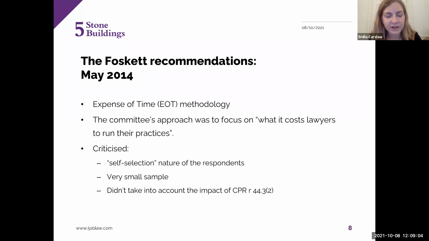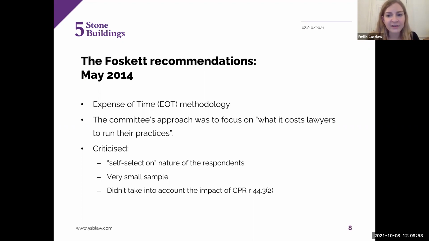Interestingly, the Foskett report didn't take into account the new proportionality rule, but they produced some recommendations. And the approach the Foskett committee took was to focus on what it actually costs lawyers to run their practice. So it concentrated on solicitors and adopted the expense of time approach, which required estimating the actual cost to law firms of an hour of fee earner time, taking into account the full salary costs paid to fee earners for those hours and the expenses of the firm that needed to be recovered from hours billed for the firm to break even. Then once that figure was arrived at, a percentage markup was added to represent a reasonable profit element.